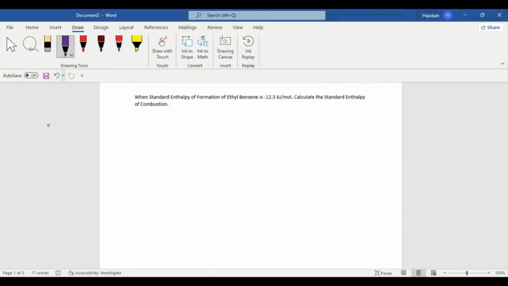Salam and welcome everyone. So today we're going to be working on the question on the screen that says, when standard enthalpy of formation of ethyl benzene is negative 12.5 kilojoule per mole, calculate the standard enthalpy of combustion.